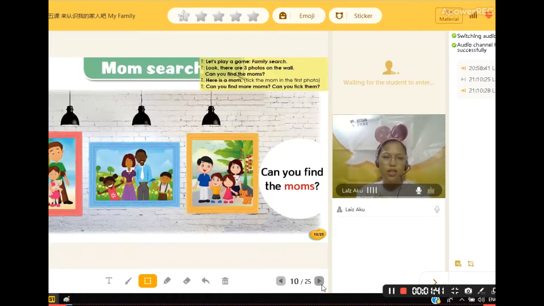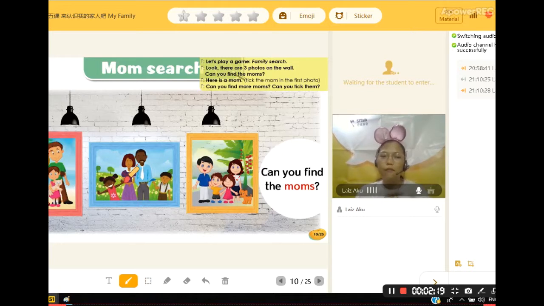Let's go to the games. You will tell the student, let's play a game called Family Search. Look, there are 3 photos on the wall. Can you find the moms? The TPR of find is like this. Can you find the moms? Tick the mom in the first photo. The students are going to tick the mom.